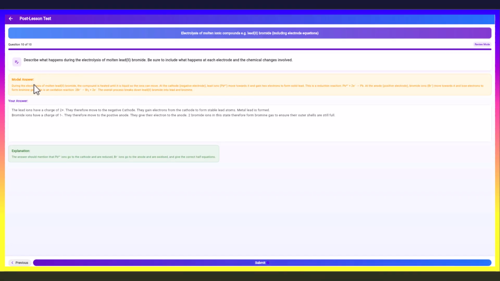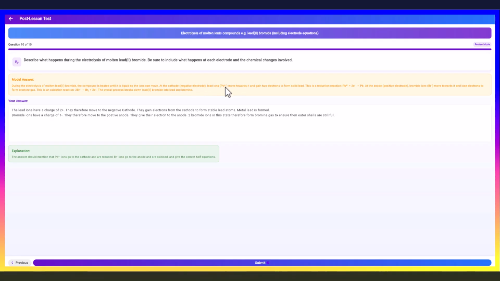You'll always, in the free text, get a model answer. So I've got penalised like 0.3. So what does it say? During the electrolysis of molten 2-bromide, the compound is heated until it's liquid. Okay, so it's giving a better description of the actual process as well, rather than just the movement of the ions, which is what I focused on, I guess.